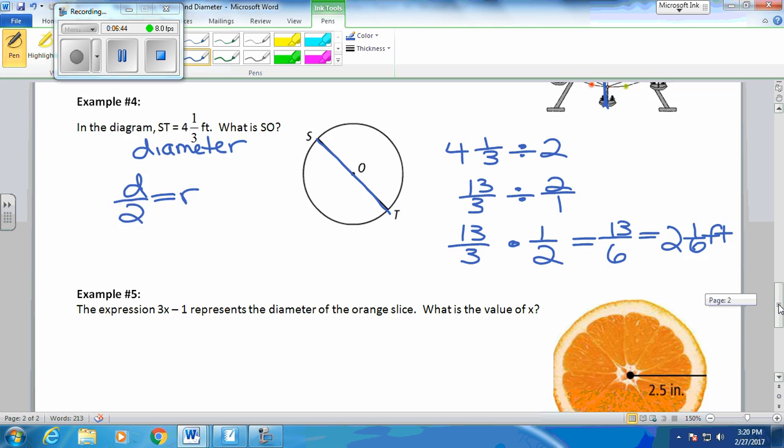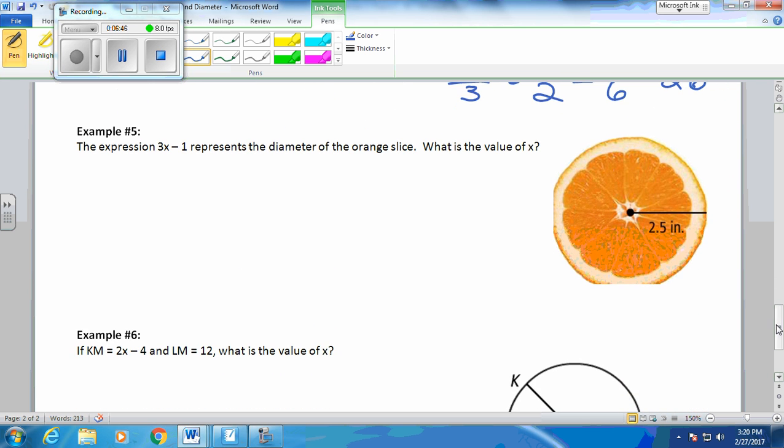Now for the next example, they're telling you, by looking at the shape here, that this orange slice has a radius of 2 5/10 inches. They are telling you that the expression 3x minus 1 represents the diameter. They want to know then what would the value of x be.